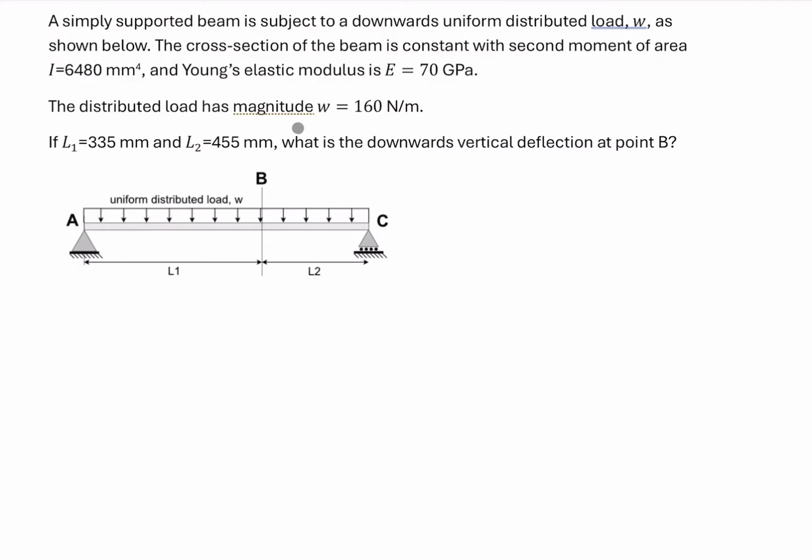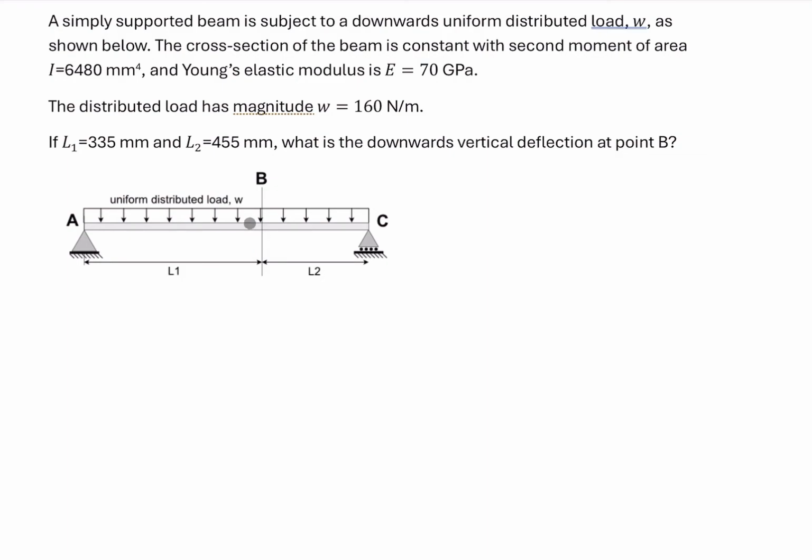In this question, we also have values for L1, L2, and the magnitude of the distributed load W. We have the moment of inertia I, and the Young's modulus E equal to 70 gigapascal. So the question is, what is the downward vertical deflection at point B? I would like to show you how to solve this deflection by using the double integration method.